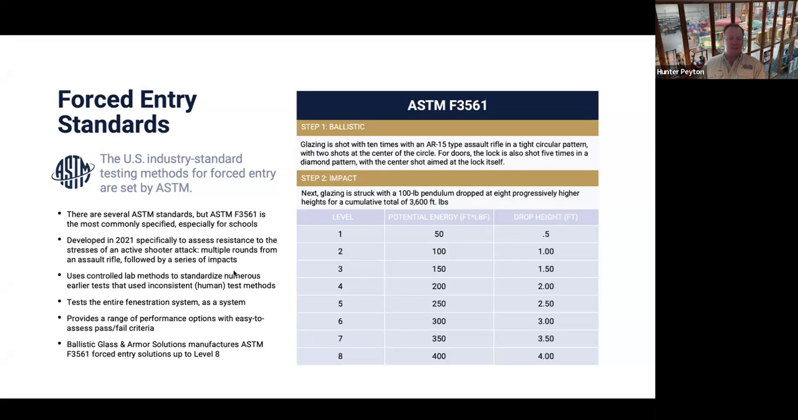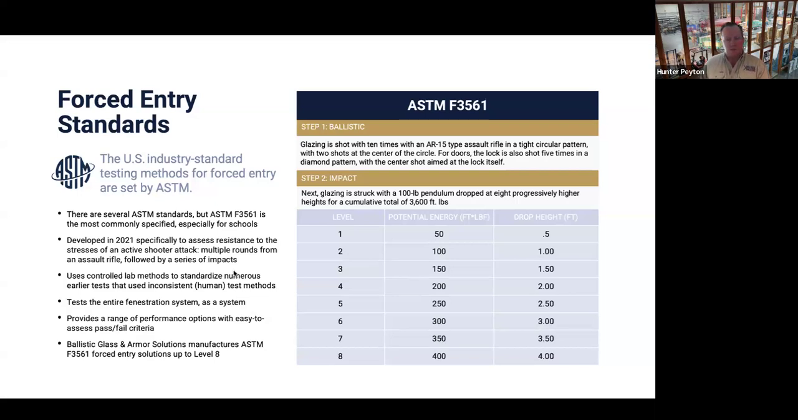This also takes the human element out of the test, which all of the other ones had. Basically, it's someone swinging something at a piece of glass or a door or what have you. This actually works with a 100-pound pendulum. It's going to hit the same force every time. They start at half a foot and they end at 4 feet, with the last two blows delivering 400 pounds of foot force per strike.